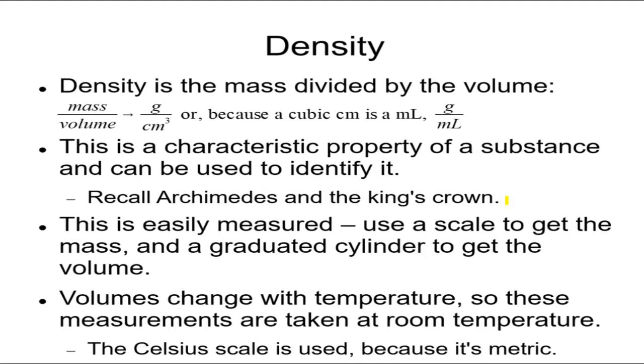Anyway, that's density, the mass divided by the volume, and it is characteristic for any substance. Some might be very close to others, but we would assume that if they are different, they will have different densities. It's easy to measure the mass and the volume. To measure the mass, use a scale, a mass balance, whatever you want. There are many ways to measure mass. And to measure the volume, use a graduated cylinder.